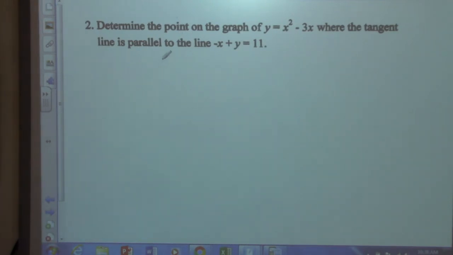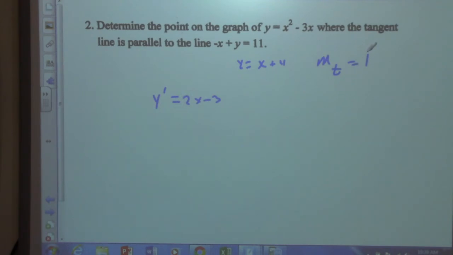Okay, what is the slope going to be here? 1. Okay, how'd you get 1? You solve for y in this one. So we get y is equal to x plus 11, so m sub t is equal to 1. And then you take the derivative of that, y prime is equal to 2x minus 3.